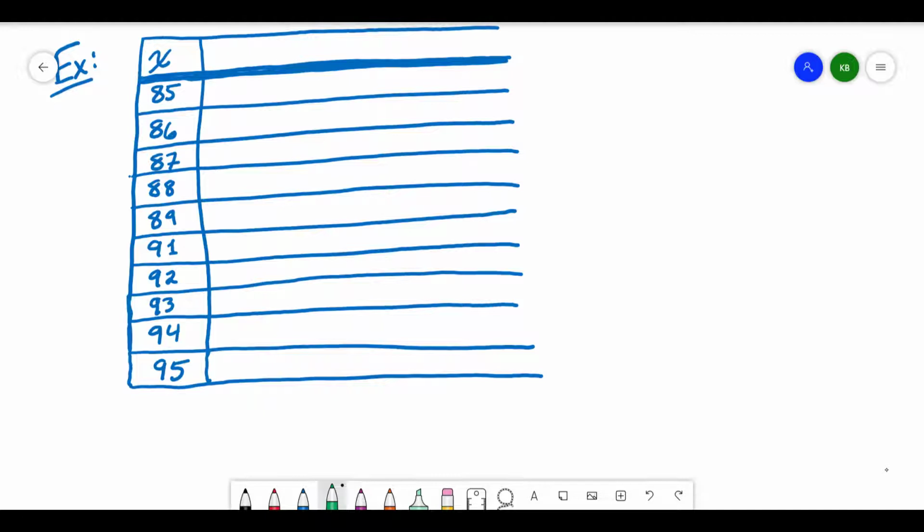So here I have 10 homework assignment scores. They range from 85 to 95. So if I want to find my range, I simply take the largest one, so 95, my maximum, and subtract my minimum, or the smallest one, 85, and I find that the range is 10. And that's how I would report that.